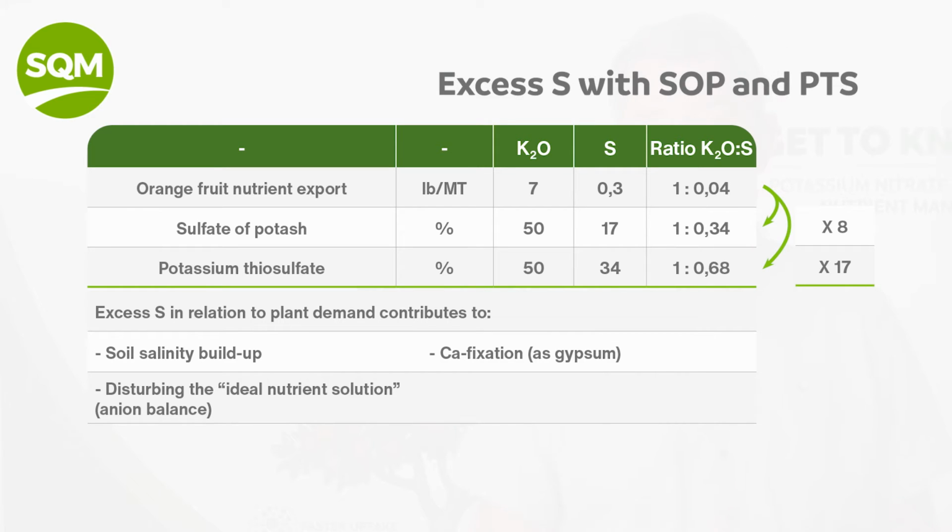If you use potassium thiosulfate, you are introducing 17 times more sulfate than what the plant requires. That excess of sulfate definitely affects the soil salinity because it's in the soil solution, and it can react with calcium to form gypsum and become less available. And it can also, or most definitely will, disturb the ideal nutrient solution or the anion balance.